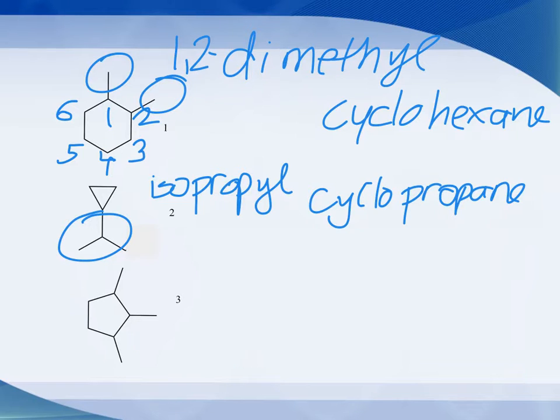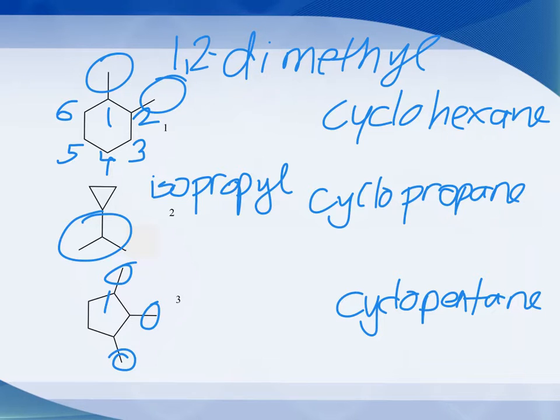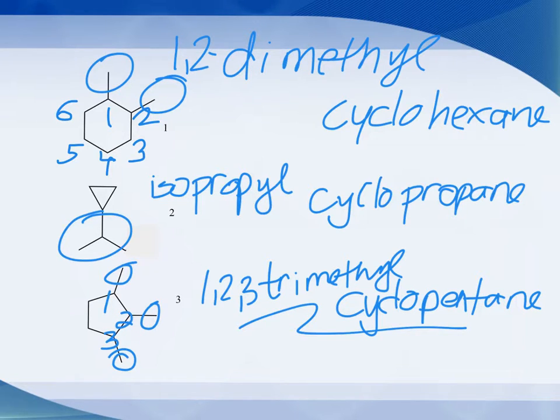Looking at example 3, we have a 5-carbon chain, so that's going to be a cyclopentane. And we have a branch on 1, 2, 3 spots, so we would number this 1, 2, 3. So we'd have a 1, 2, 3 trimethylcyclopentane. Okay, so this would all be one word here. I just ran out of space, and it's kind of hard to write with a stylus.